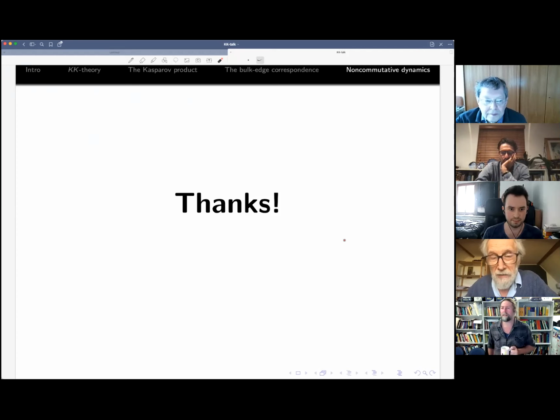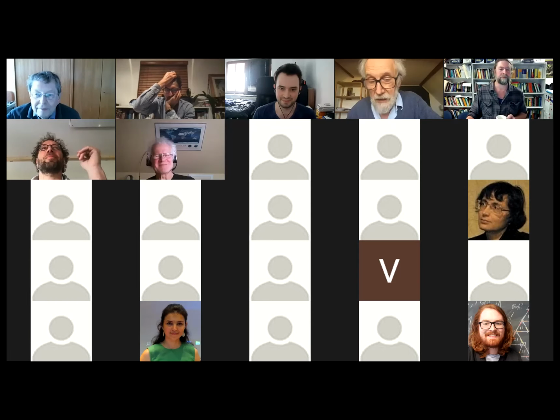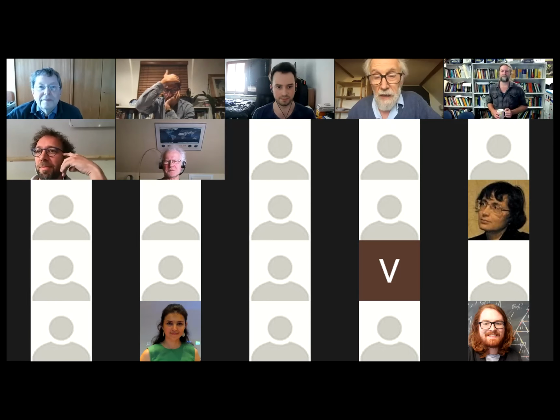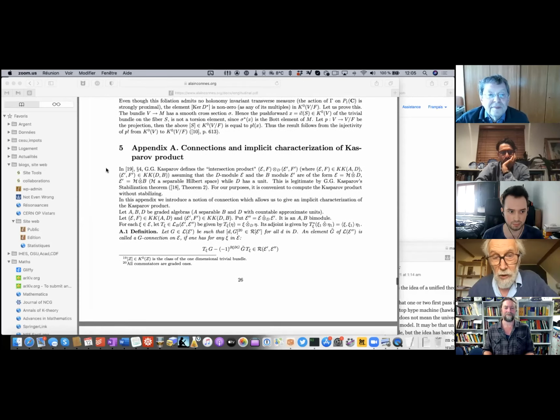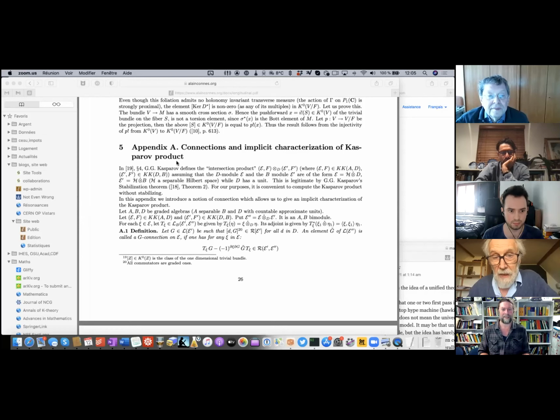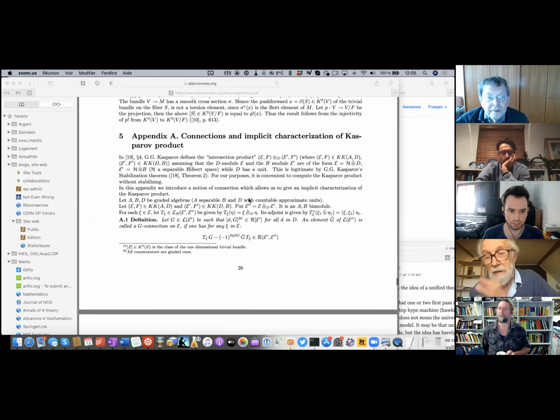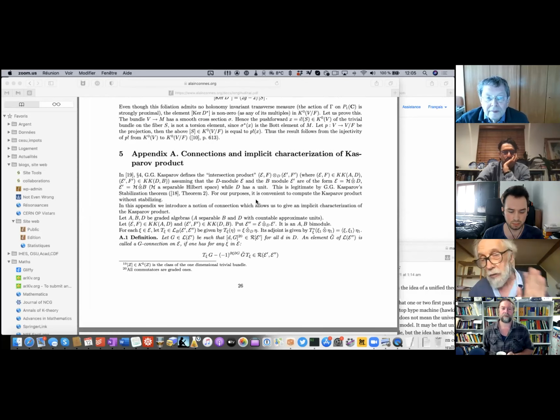If I can share my screen, I can even show you the place. I mean, this is the appendix to our paper with George Skandalis. And then we define connections for the bounded case. So this means that whatever you do, you will never have a uniquely defined connection. You will always have to choose a connection.